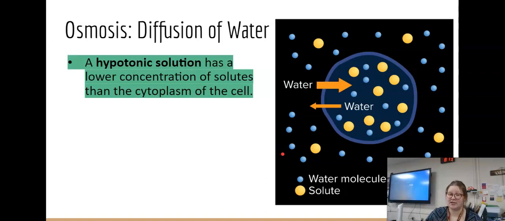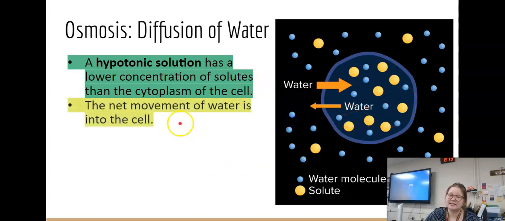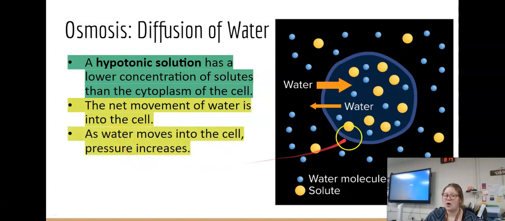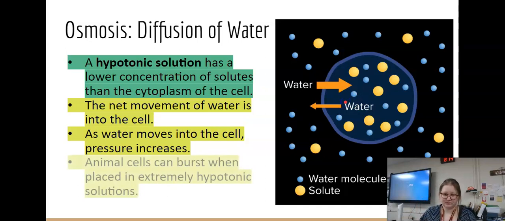A hypotonic solution has a lower concentration of solutes than the cytoplasm of the cell. So we have less solutes outside, more of them in the cell. So more water is going in than going out. But still, there is water continuously moving in and out. Net movement is more going in, but as water moves into the cell, the pressure increases. So it just will fill with more and more and more water.